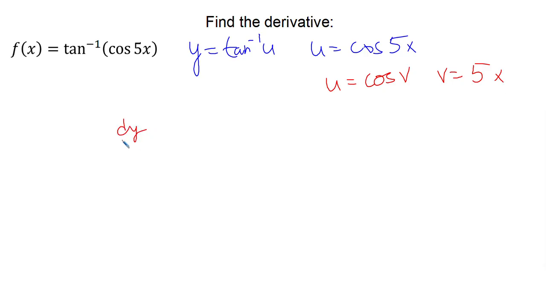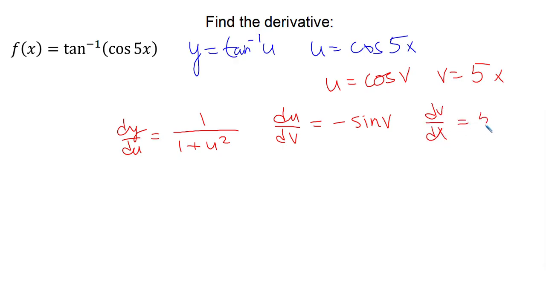We'll have dy/du, which is just 1 over 1 plus u squared. We'll have du/dv, which is negative sine of v. And we'll have dv/dx, which is just 5. Multiply them all together, we end up with dy/dx is equal to negative 5 sine of v, and v was 5x, so negative 5 sine 5x in the numerator.